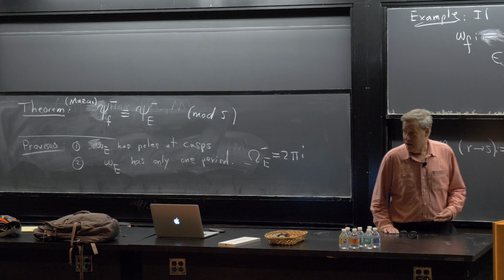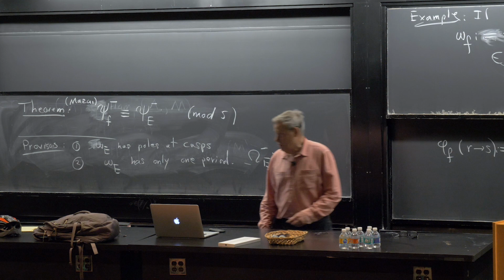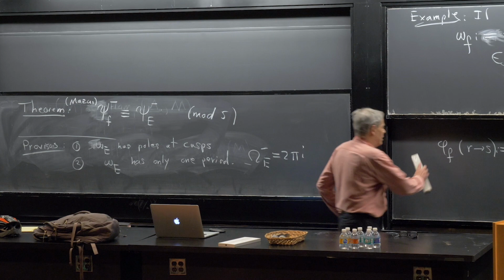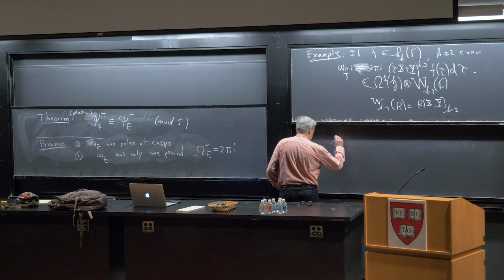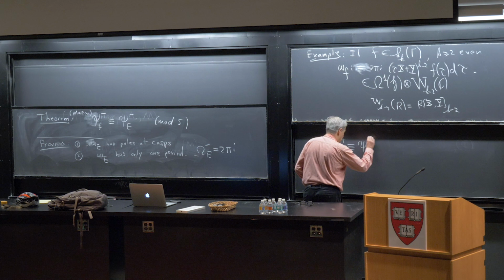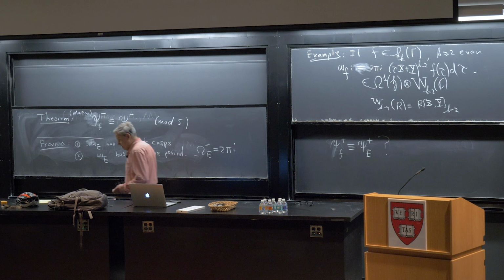So the question then is, what do you do when you're working with an Eisenstein series and you're thinking about the even part of an Eisenstein series? So that's the question. What does that mean, and how do we make sense of it?